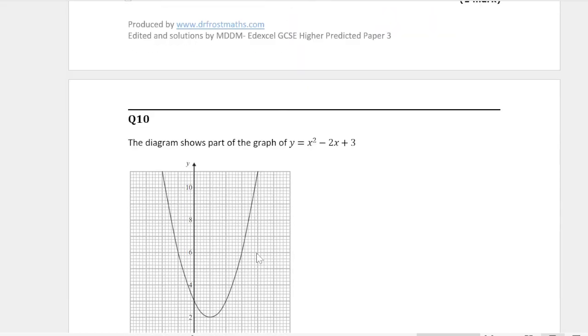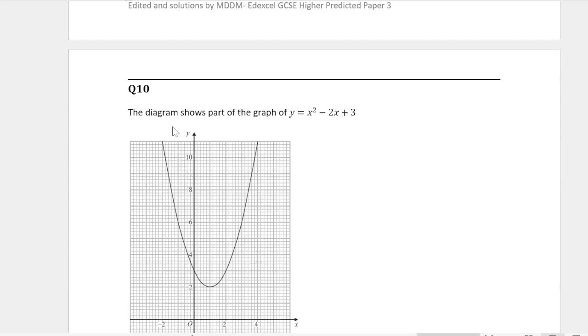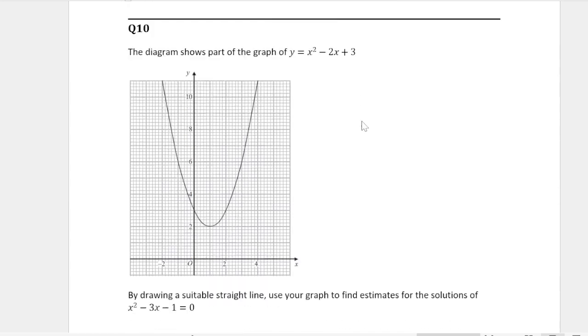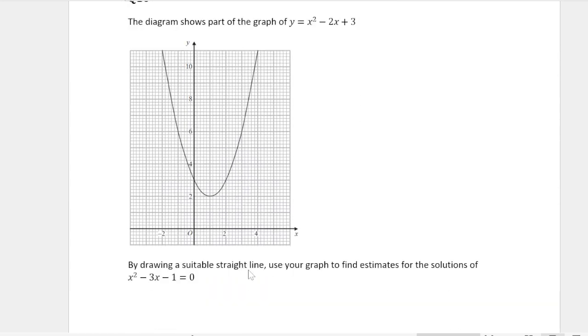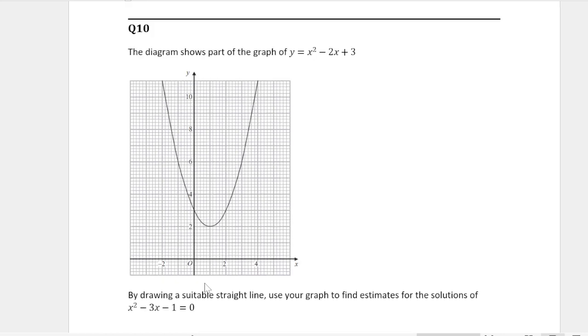Okay, question 10. This diagram shows part of the graph y equals x squared minus 2x plus 3. By drawing a suitable straight line, use your graph to find an estimate for the solutions of x squared minus 3x minus 1 equals 0. So I'm going to write that equation just up here to help me out a little bit. So I'm looking at x squared minus 3x minus 1 equals 0.